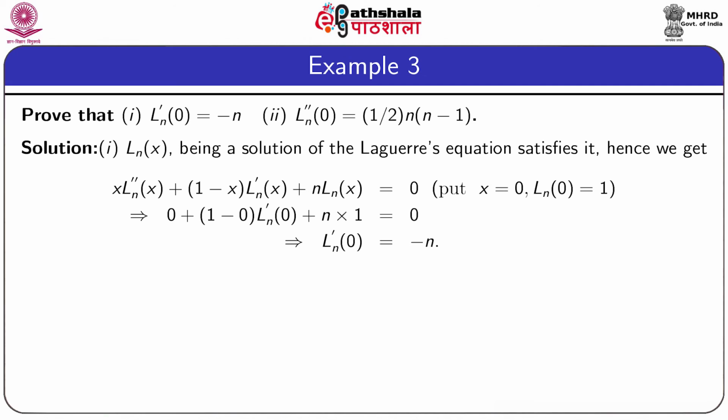In example 3, we have to show Ln dash 0 is equal to minus n, and in the second part Ln double dash 0 is equal to n into n minus 1 divided by 2. Now, since Ln x is a solution of the Laguerre's equation, it is going to satisfy the equation, and we will be getting x Ln double dash x plus 1 minus x into Ln dash x plus n Ln x is equal to 0.